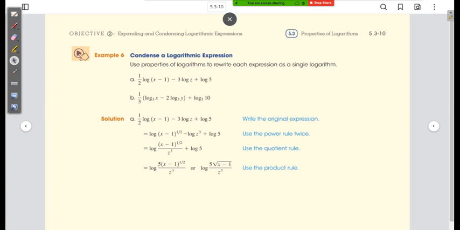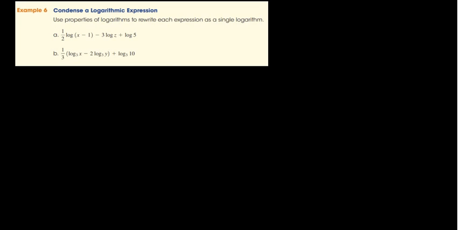Okay, that one wasn't difficult. Let's do b. We're going to put the 1 over 3 out here. We'll keep it there for right now because we're going to deal with the subtraction sign first. So it's going to be 1/3 of log base 3 of x over y squared.